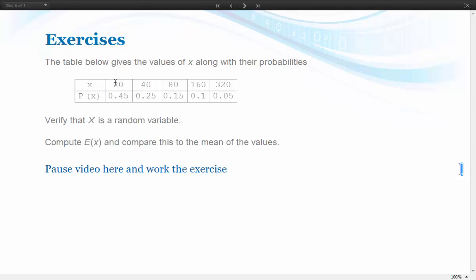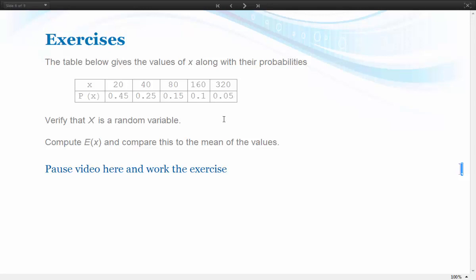The table below gives the values of x along with their probabilities for a random variable. We have the value 20 occurs with probability 0.45, the value 40 occurs with probability 0.25, the value 80 occurs with probability 0.15, the value 160 occurs with probability 0.1, and the value 320 occurs with probability 0.05.